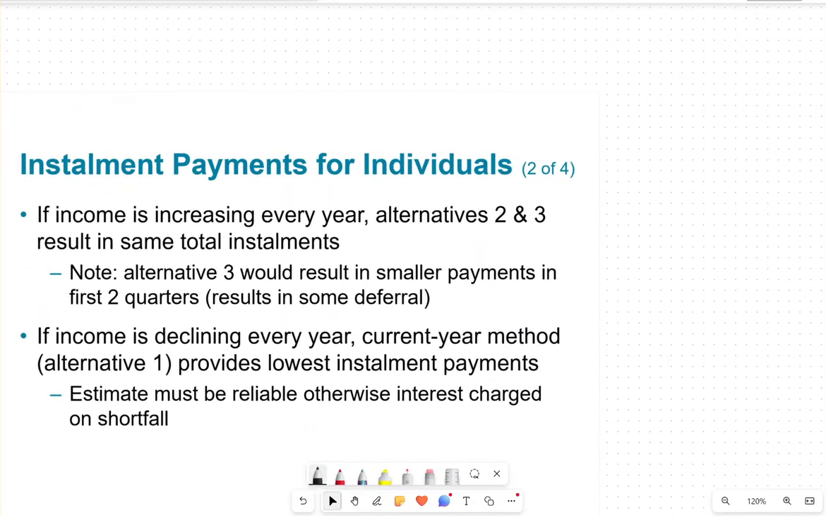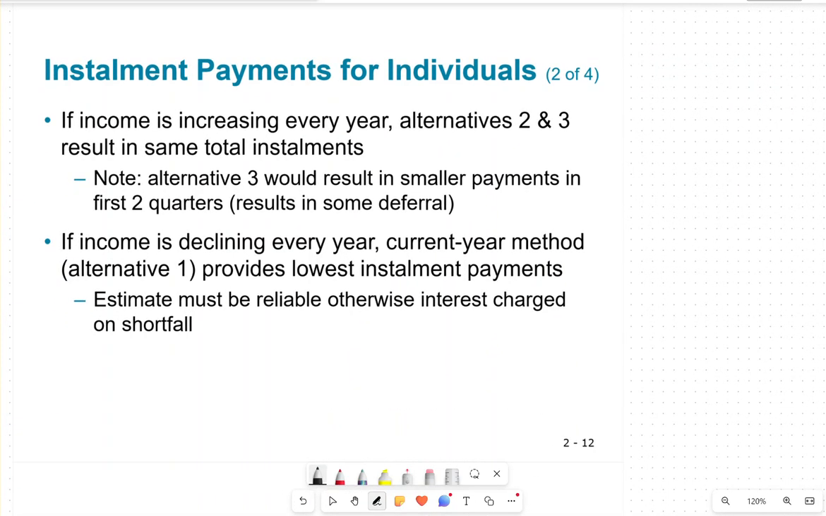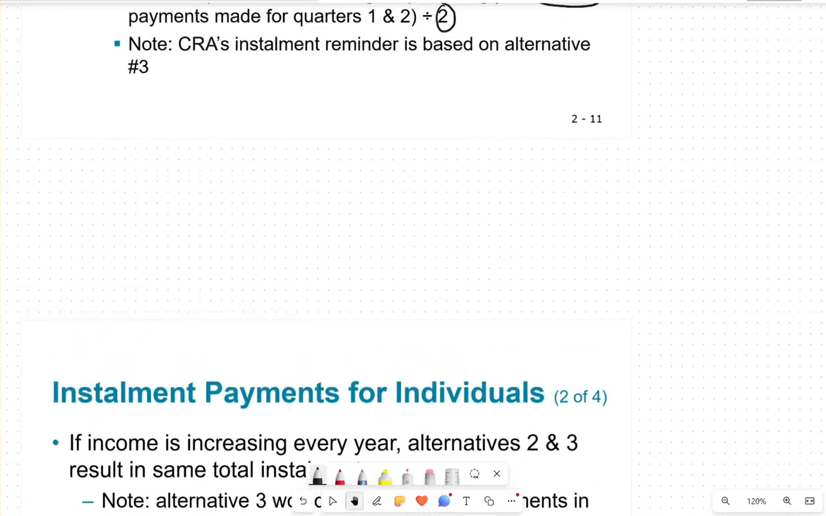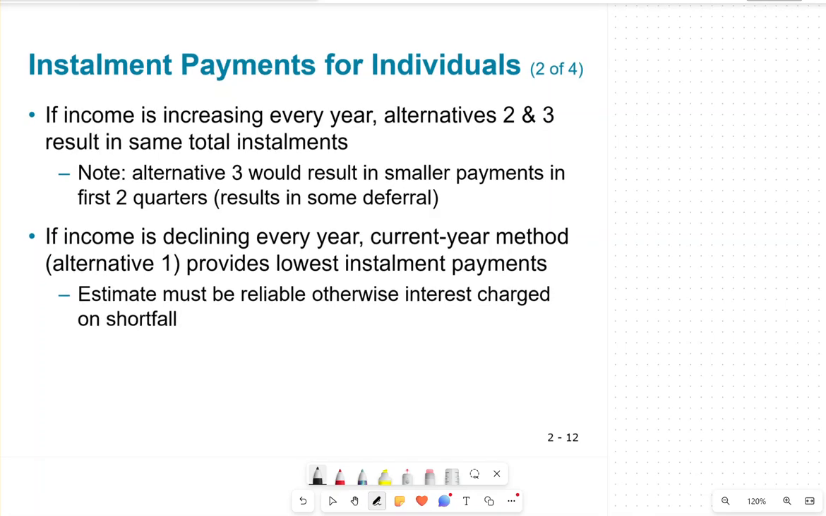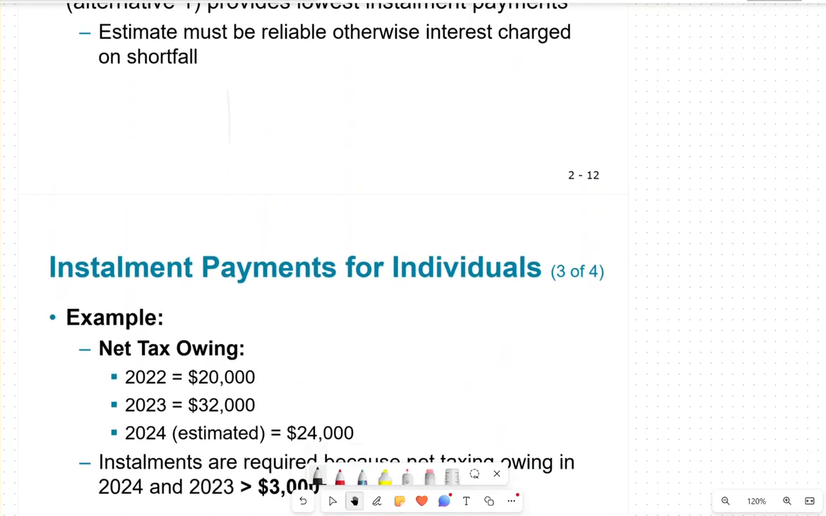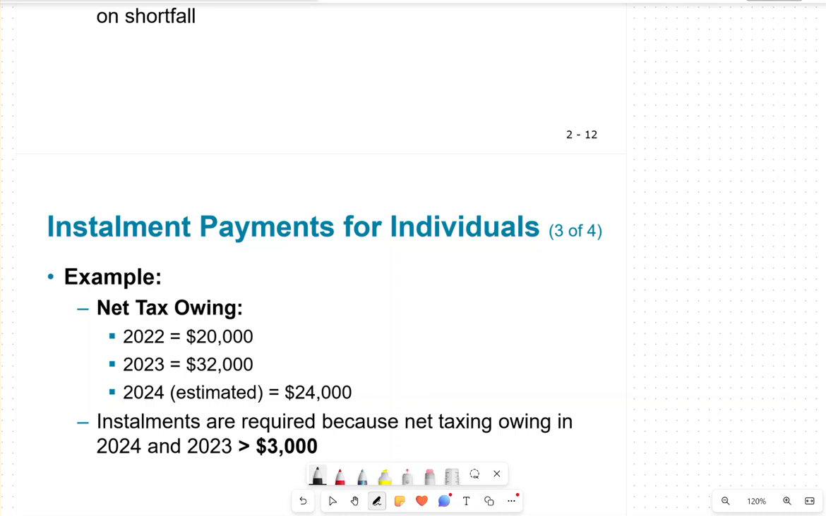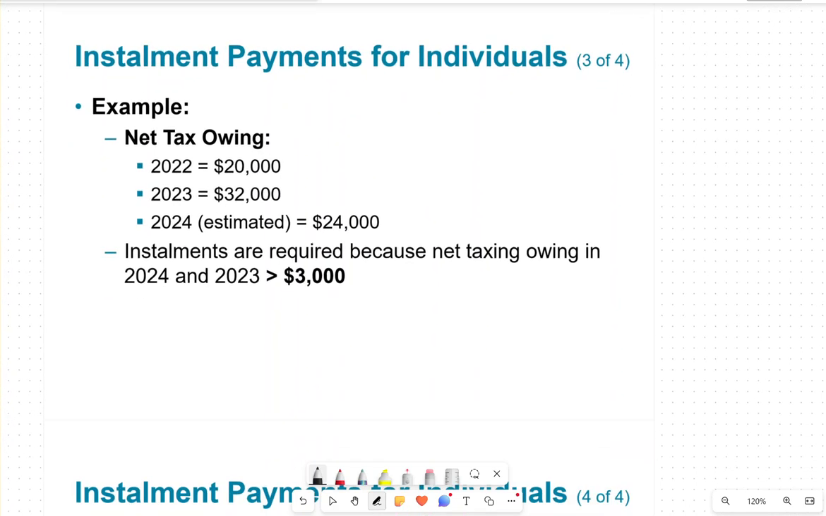We always say that when CRA calculates it, they always use alternative number 3 as their installment method. You don't have to make an installment. If you don't make an installment, you will be paying a lump sum. So now this is an example.